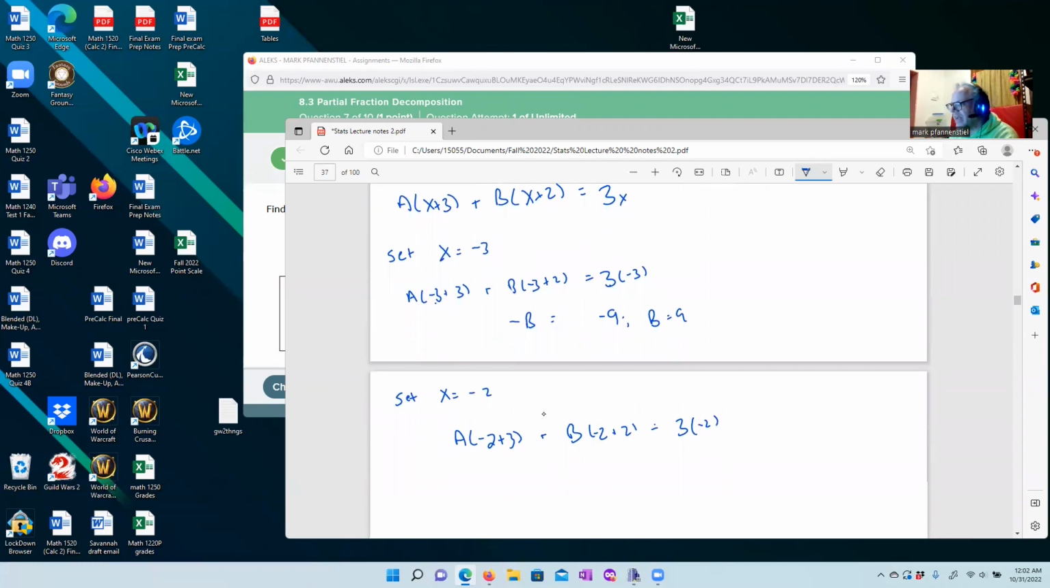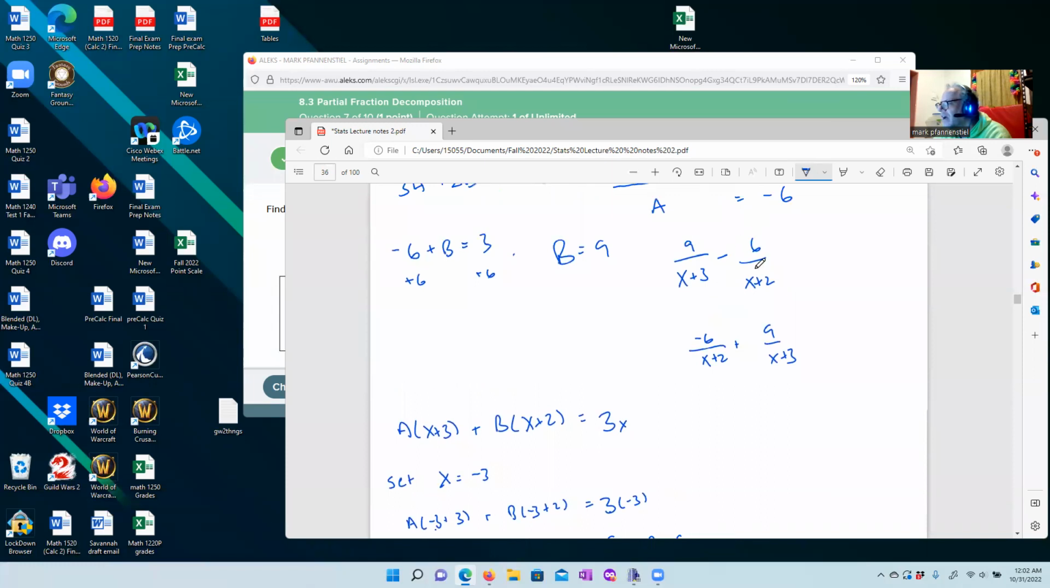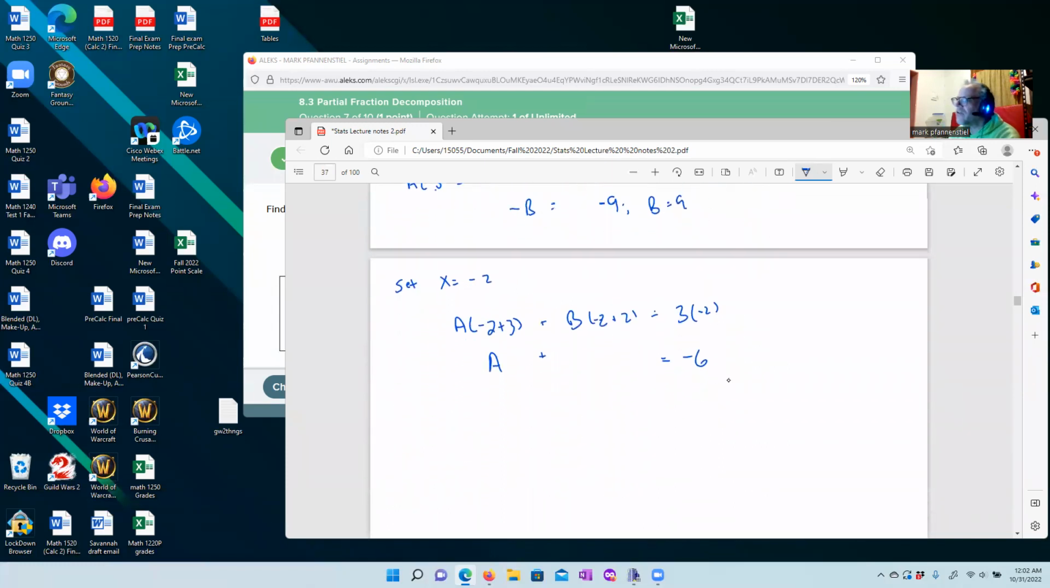So here we have negative 2 plus 3. That's 1. So we just have a plus b times negative 2 plus 2. That's 0. That's the whole point. That's the shortcut. That's how it works. Is equal to negative 6. Hey, what do you know? A is equal to negative 6. Who would have thought? So this is just a shortcut to help you do this.